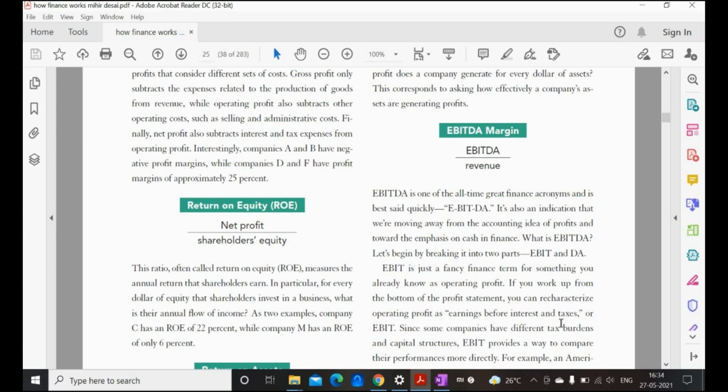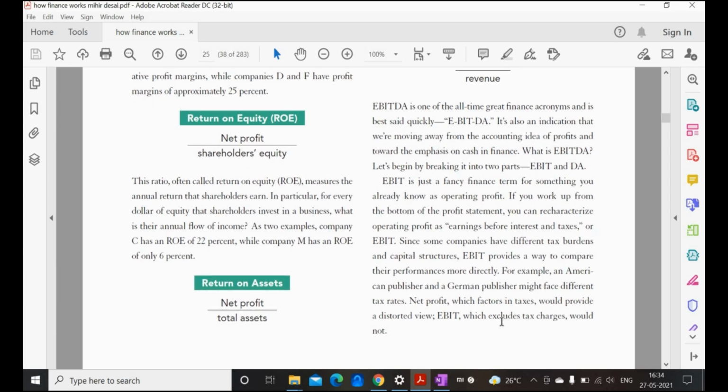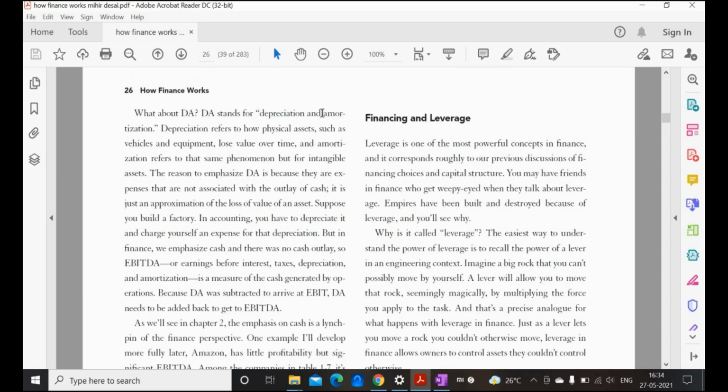Since some companies have different tax burdens and capital structures, EBIT provides a way to compare their performances more directly. For example, an American publisher and a German publisher might face different tax rates. Net profit, which factors in taxes, would provide a distorted view; EBIT, which excludes tax charges, would not. What about DA? DA stands for depreciation and amortization. Depreciation refers to how physical assets such as vehicles and equipment lose value over time, and amortization refers to that phenomenon but for intangible assets.